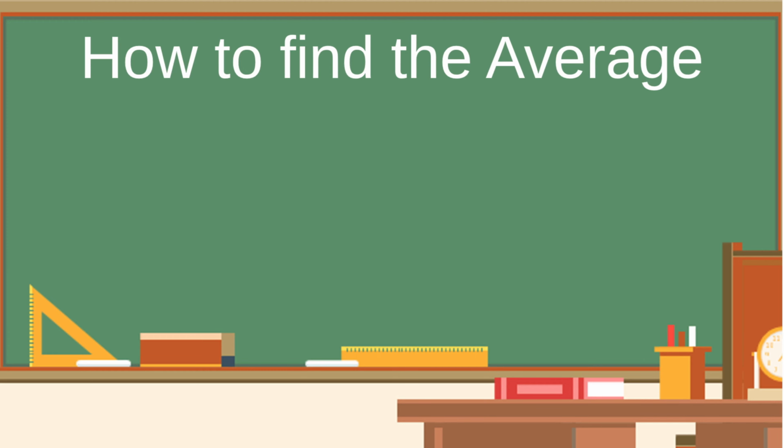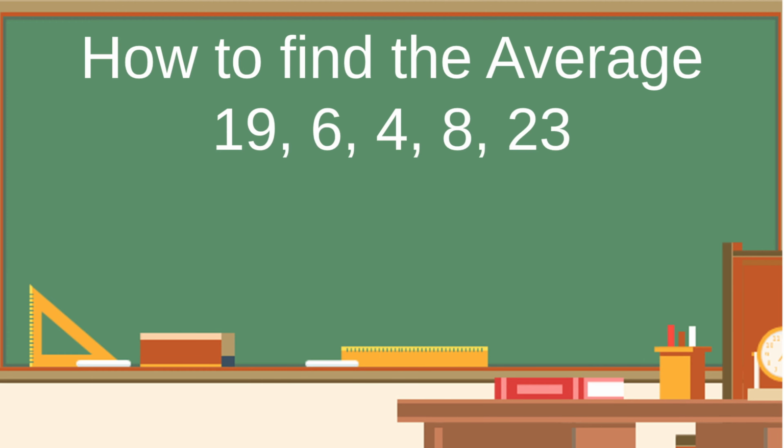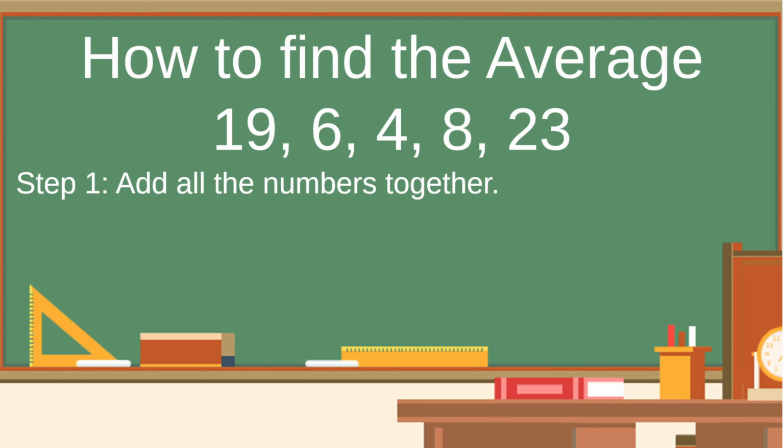Now, let's work on an example. Let's say that we have the numbers 19, 6, 4, 8, and 23. Our first step should be to add all the numbers together. 19 plus 6 plus 4 plus 8 plus 23 equals 50.